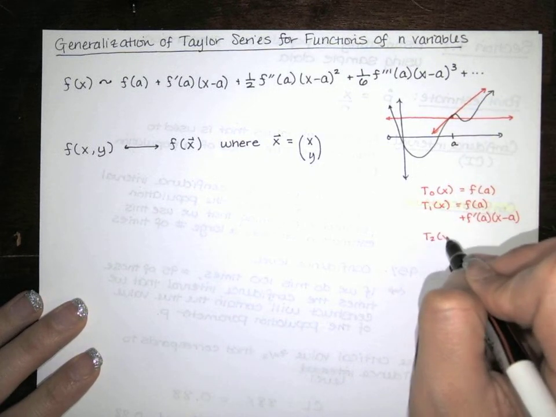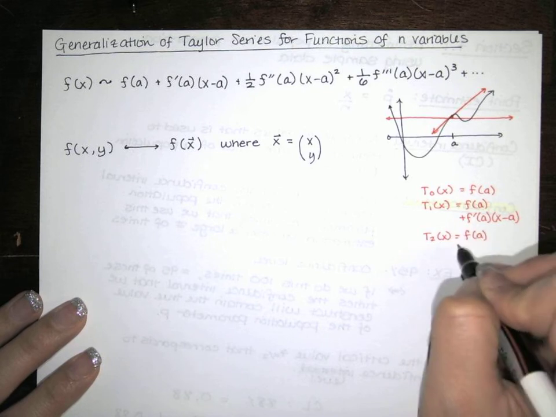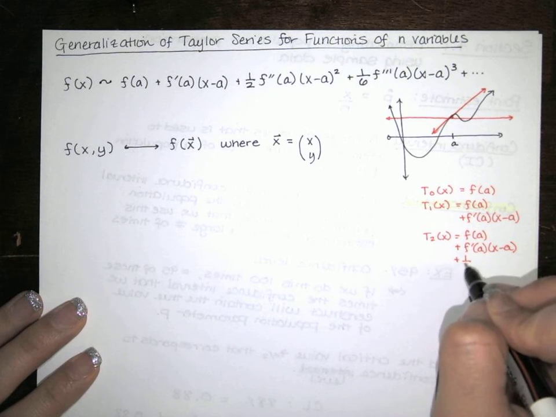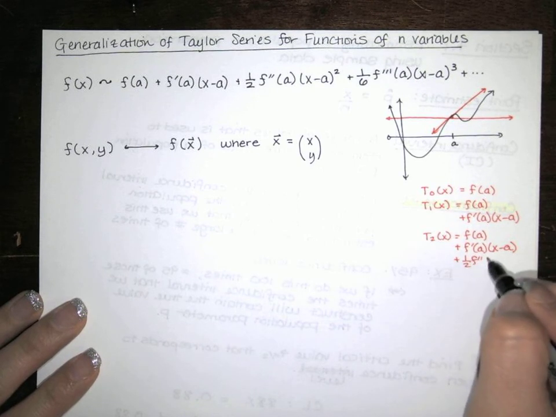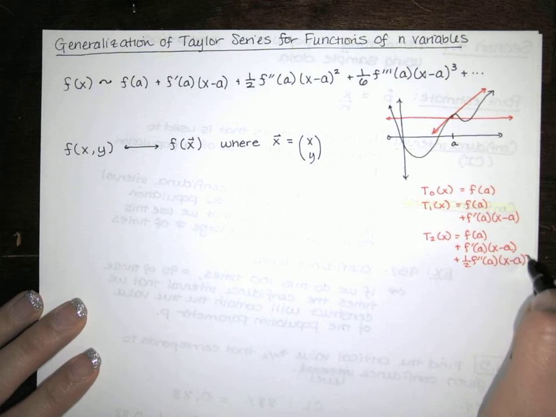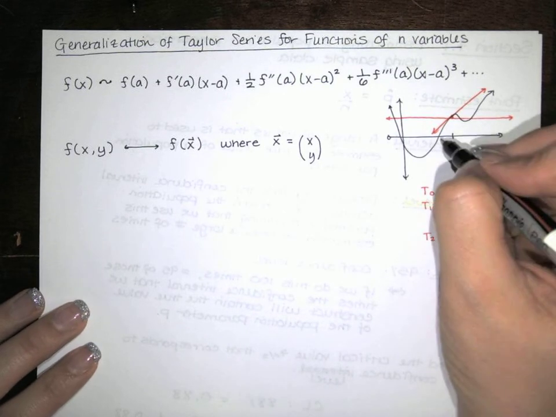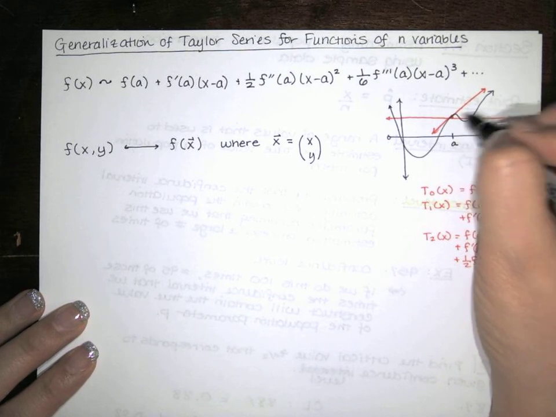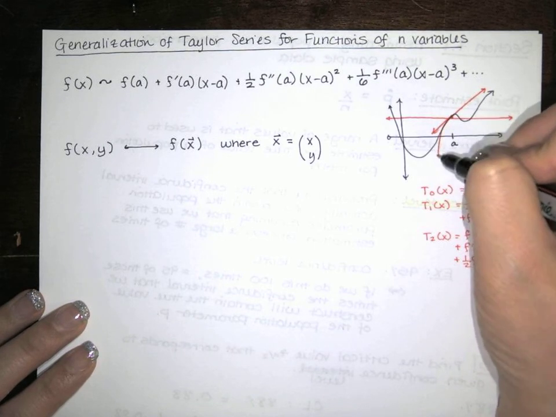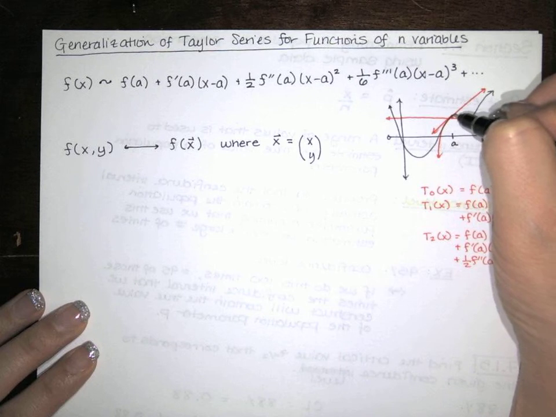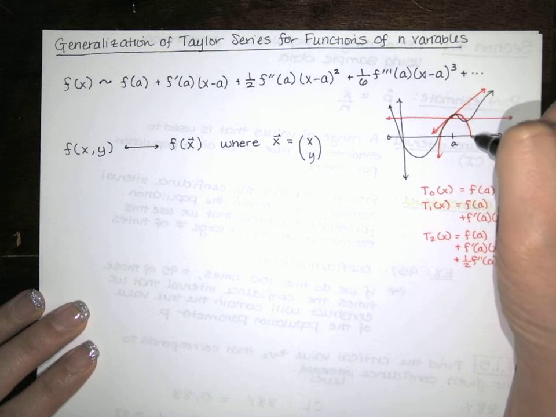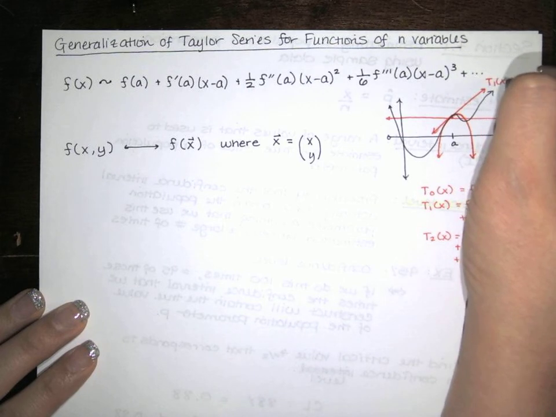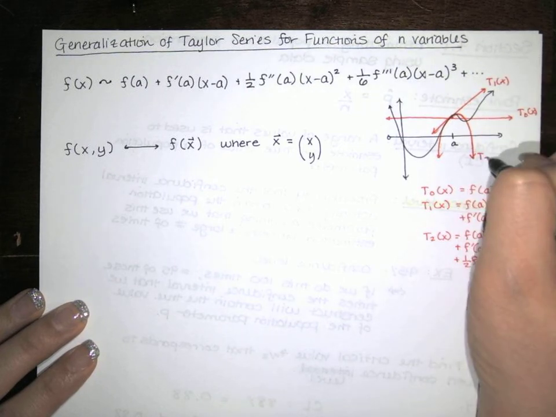And the second degree Taylor polynomial, that's f of a plus f prime at a times x minus a plus 1 over 2 factorial, which is 1/2, times the second derivative at a times x minus a squared. That's going to be a best fit parabola. It will have the same function value, it will have the same first derivative at x equals a, and it will also have the same second derivative as the function does at x equals a. Maybe it looks like this. So that's t sub 0, that's t sub 1 of x, and that's t sub 2 of x.